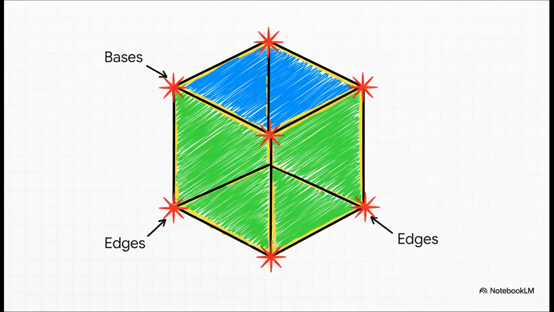Every single prism is built from the same few components. You've got the two bases, right, the top and the bottom. Then you have the rectangular sides connecting them. Those are the lateral faces. The lines where any two faces meet, we call those the edges. And finally, the pointy corners where all the edges come together, those are the vertices. Pretty straightforward, right? Now let's see how these all relate to each other.